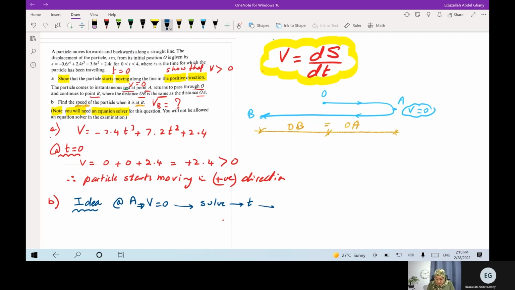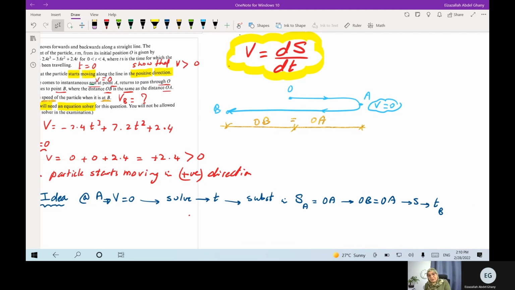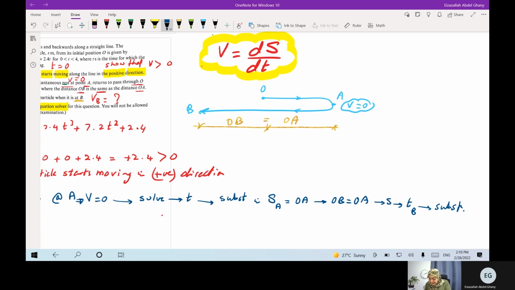When you get t, go and substitute this t in s to find s at A, which is the displacement OA. And then equate, because OB is the same as OA. When you get OB as a displacement, now you will substitute the displacement to get t. We need to find t at B. When you find t at B, the next step is you will substitute it in velocity to find velocity at B.